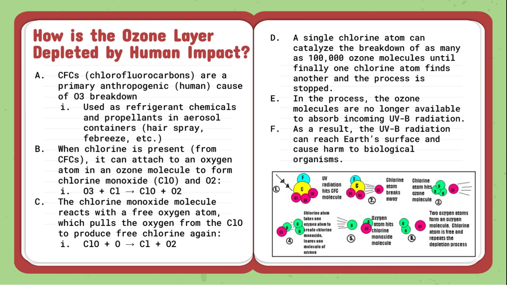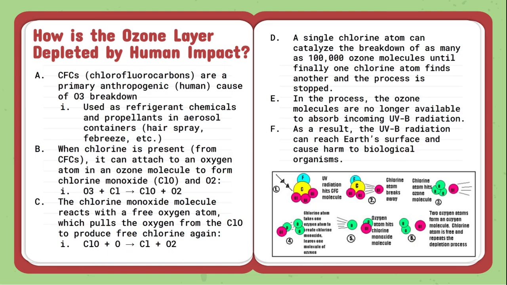How CFCs go about breaking down ozone is the chlorine found in the CFC compound, when present, attaches to an oxygen atom in our ozone molecule. Remember, that is O3. That is then going to form an additional compound called chlorine monoxide. And you can see that written here. That chlorine monoxide molecule can then react with a free oxygen atom, which then pulls the oxygen from the chlorine monoxide to produce a free chlorine again.